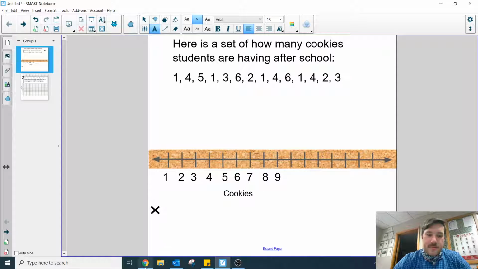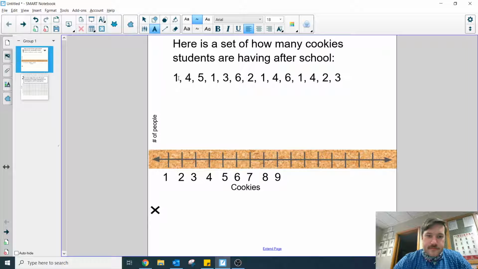So I know that when I see this, that means they're having that many cookies. And then along here, I'm going to label, again, number of people. So when I look at this, if I have 2 x's over 1, I know that 2 people had 1 cookie after school.